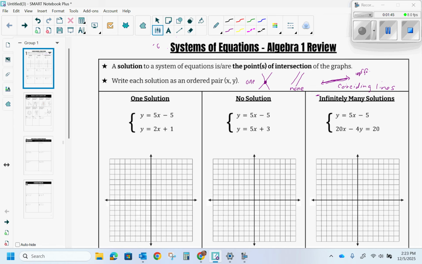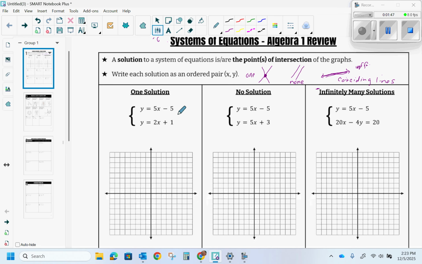Okay, so let's just take a look at what that looks like. This is also a nice review of graphing lines as well. So a system can have two lines. When you have two lines, you can have three things: one solution, no solutions, or infinitely many solutions.